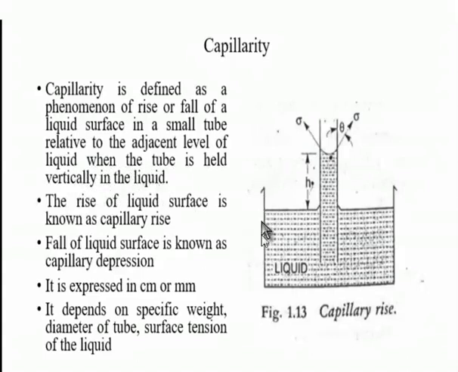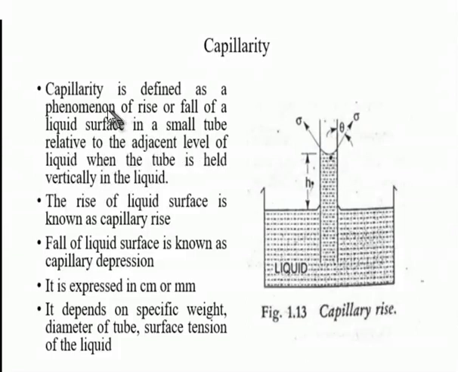See the figure here: in one container we have the liquid. If you keep one vertical tube in this liquid, what happens is the liquid rises through this tube.